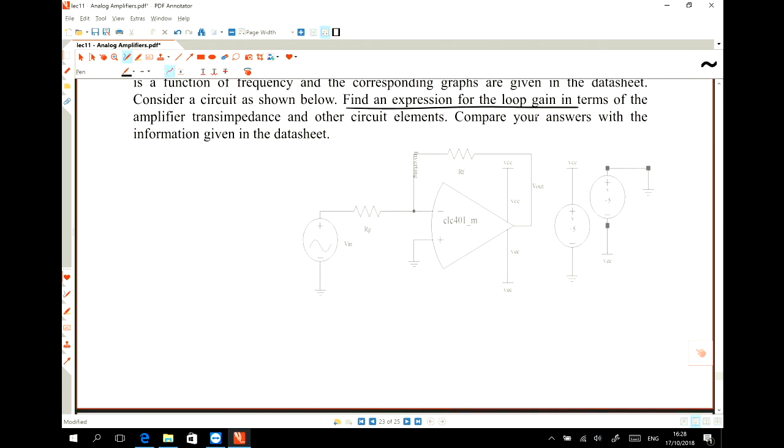So for the open loop gain, we said that we short circuit the source and then cut the loop and then look at this one. If here is V out, then the A of open loop equals V out divided by the V test.